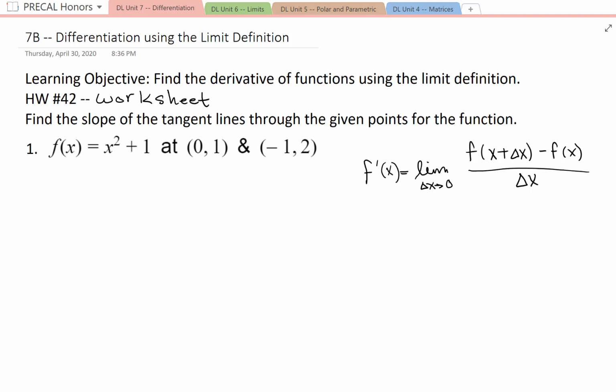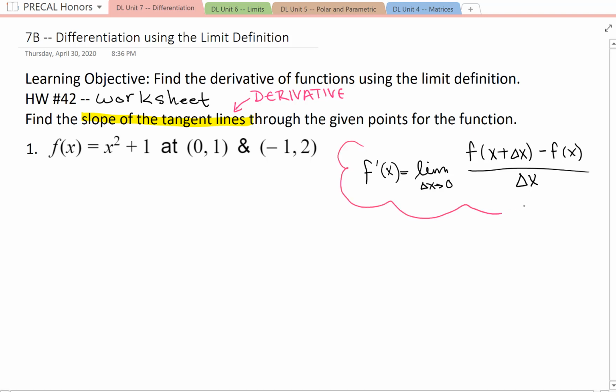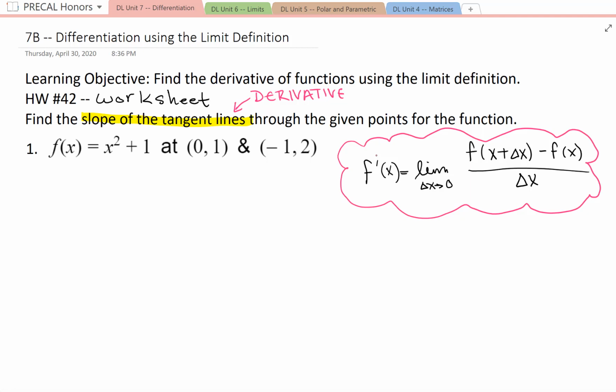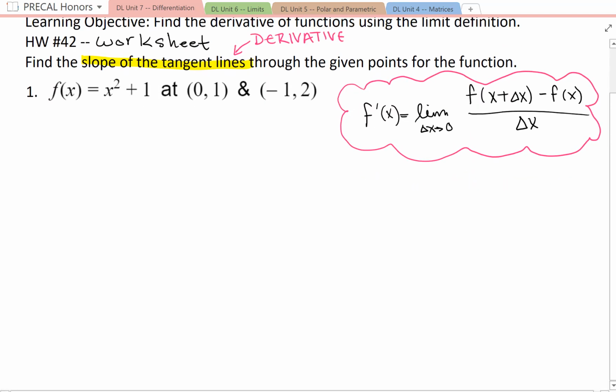Today we're going to find the derivative of functions using the limit definition. Find the slope of the tangent lines through the given points for the function. Slope of a tangent line is the same as derivative. Remember that in the last video we created a definition for finding the derivative, and so that's what we're going to use to find the derivative of this function.